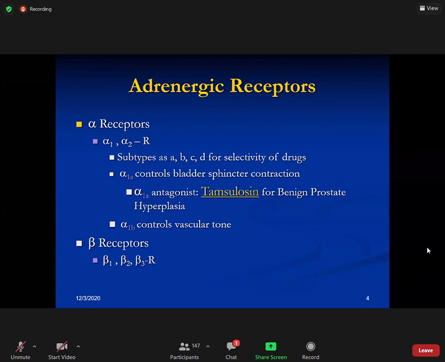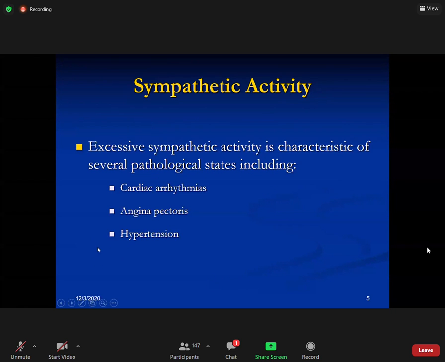Bronchodilation, okay? And also on what? On smooth muscles, okay? Sympathetic activity. Now, when you say excessive sympathetic activity, it is characteristic of several pathological states, which are cardiac arrhythmia, angina, hypertension.